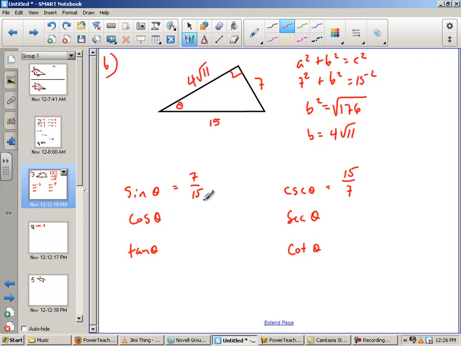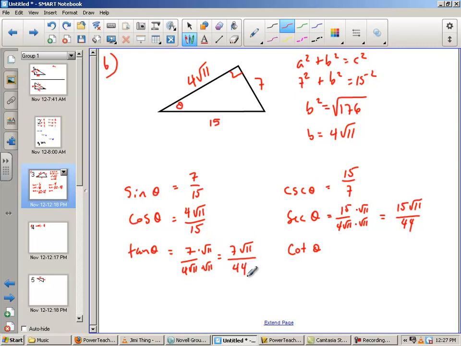The cosine would be 4 root 11 over 15. Which means this is 15 over 4 root 11, which we know we're not allowed to keep the root 11 down here, so we'll multiply by root 11 on top and bottom to get 15 root 11 over 4 times 11, which is 44. Over here, the tangent is opposite over adjacent, which means I end up with the same situation, 7 over 4 root 11. I multiply by that root, top and bottom, to get 7 root 11 over 44.